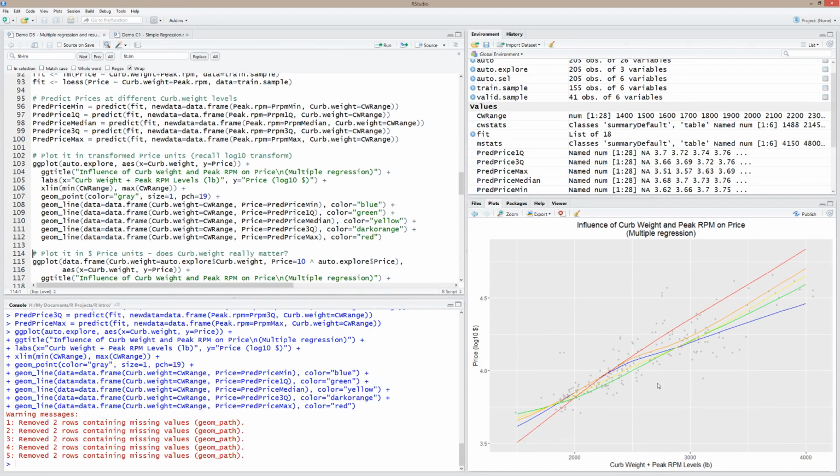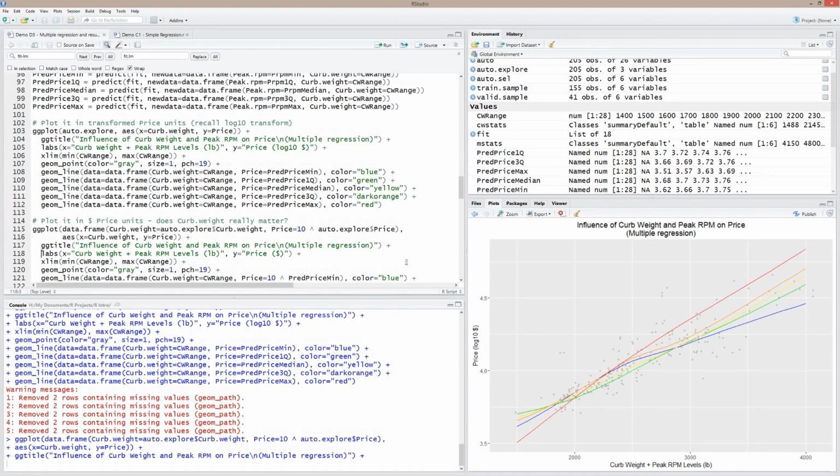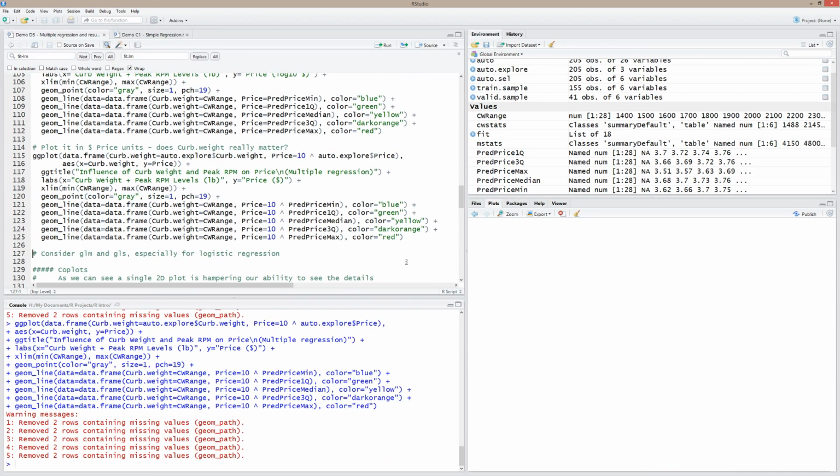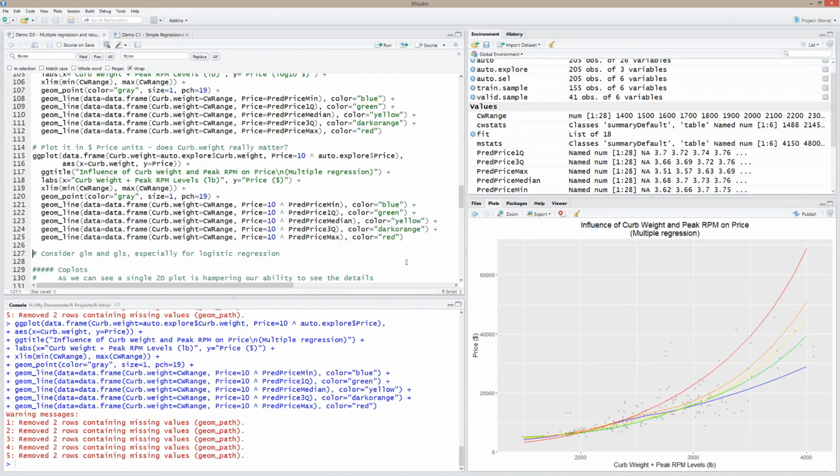You can see there's not quite a linear dependency across all levels of peak RPM in cars, and that's evident from this plot. And of course we could do the correction of the price units, so at least we can see the y-axis in all its dollar glory. It's a bit harder to read, and that's why we need to have the next type of plot.